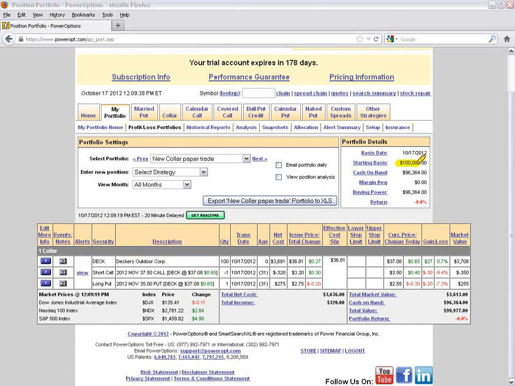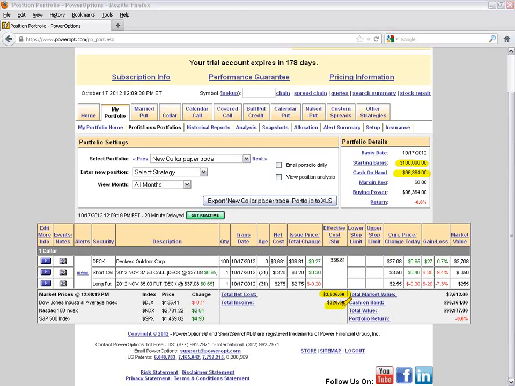Well, we started off with a paper trading portfolio. The system set us up with a starting basis of $100,000. Right now we have a cash on hand of $96,364. Well, that's because the position itself, we can see that down here in our summary, our total net cost was $3,636. That's what we paid for the entire collar position.